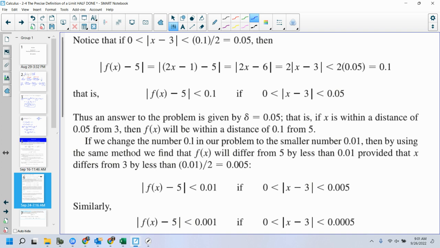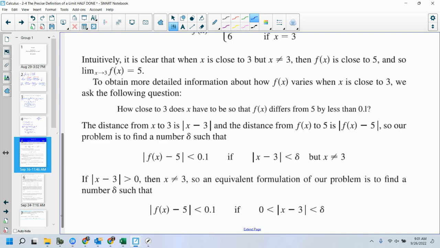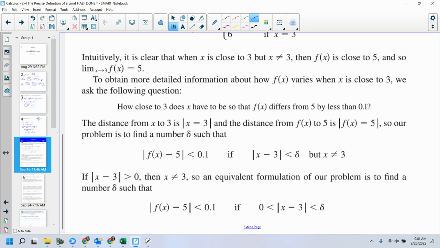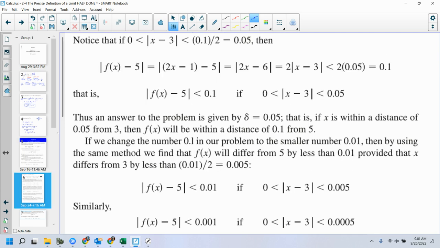Now, we saw that 0 was between x minus 3 and 0.1 divided by 2. Now, what does that mean? That means, jump back to this. I've got to think about it as like a lower boundary and an upper boundary. I know the difference between x minus 3, which is 0.1 divided by 2, is 0.005. I need to be between there.